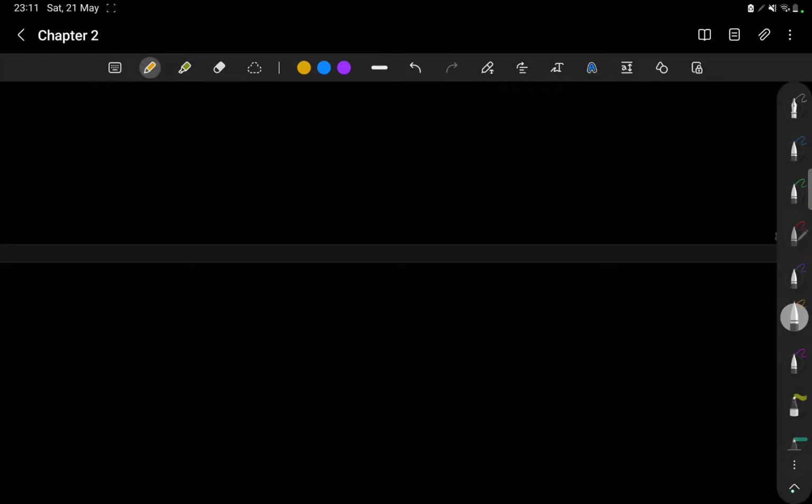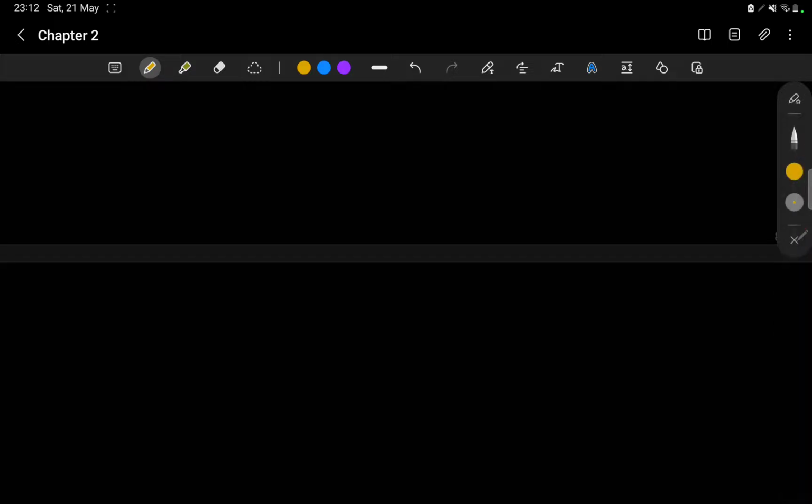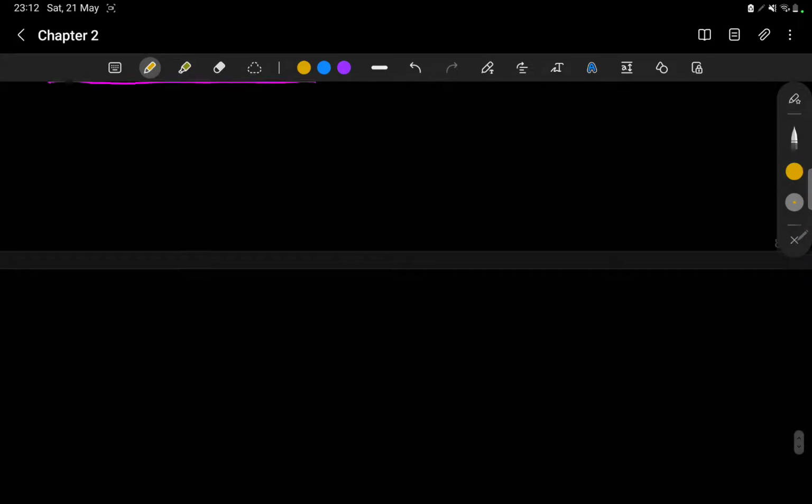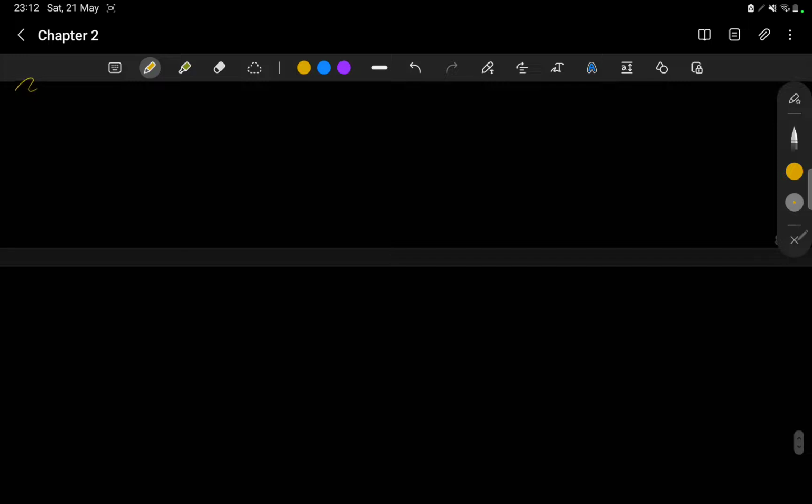This is the last question of chapter 2. This is exercise 2.11.